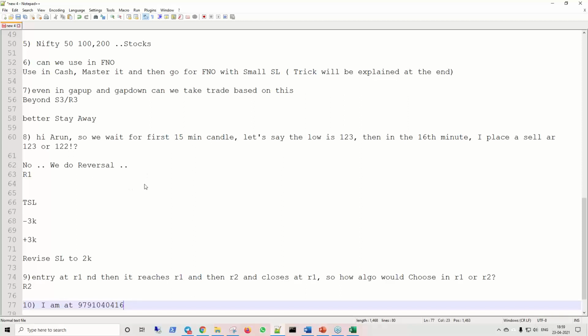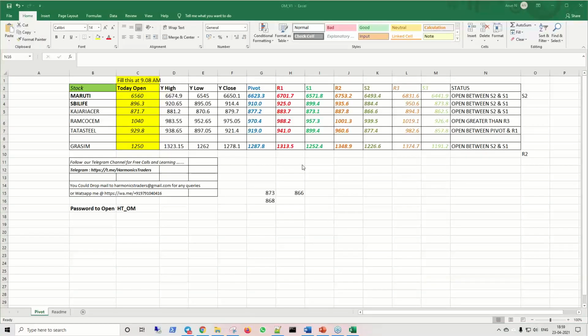Yes, we need to select the scripts in the pre-open itself. So at 9:08 or 9:10, we'll be selecting the scripts and getting ready. We know what kind of trade we are going to do in that particular script. Very simple. If it's a gap down opening, we are going to try to go long. If it's a gap up opening, we are going to try to go short.